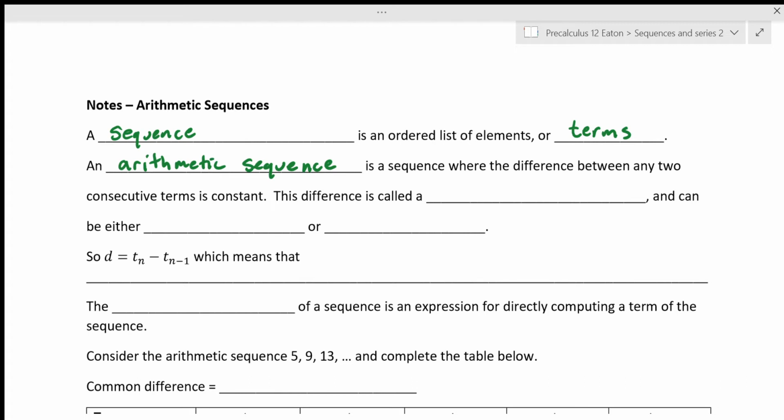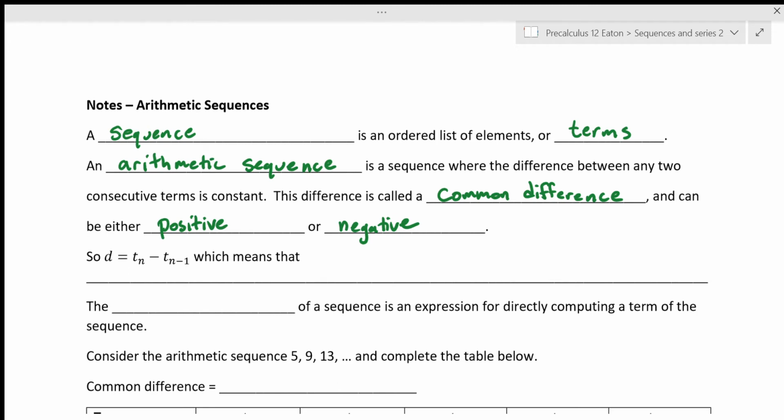So in an arithmetic sequence, it's a sequence where the difference between any two consecutive terms is constant, which essentially means if you list the numbers in the sequence, it is either going up or down by the same number each time. We call this a common difference, the number that we're going up or down by each time. And it can be either positive, which is where you are going up, each term is bigger than the one before, or negative, where you're going down.